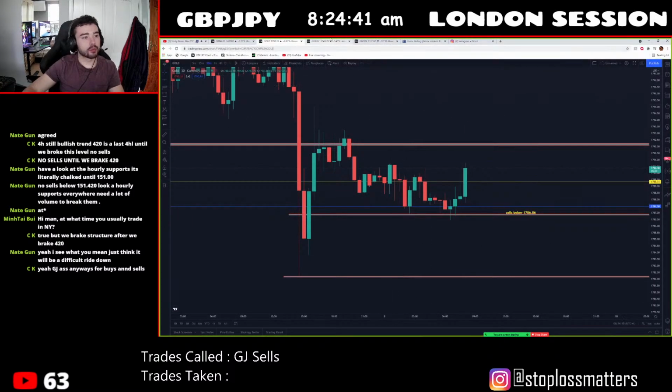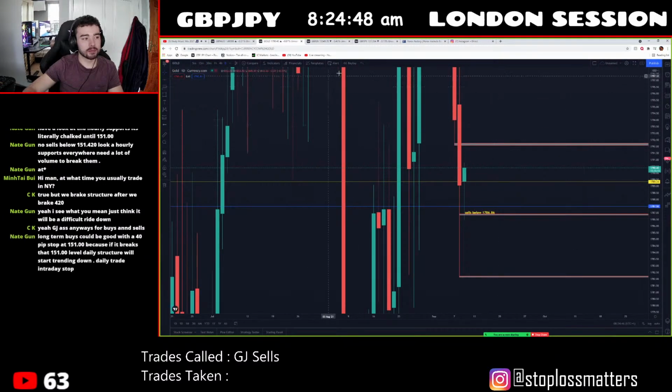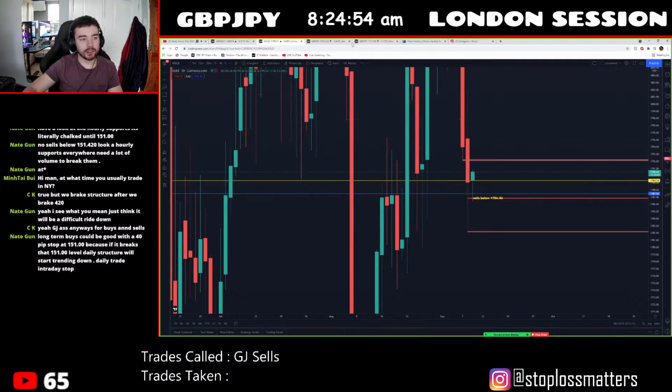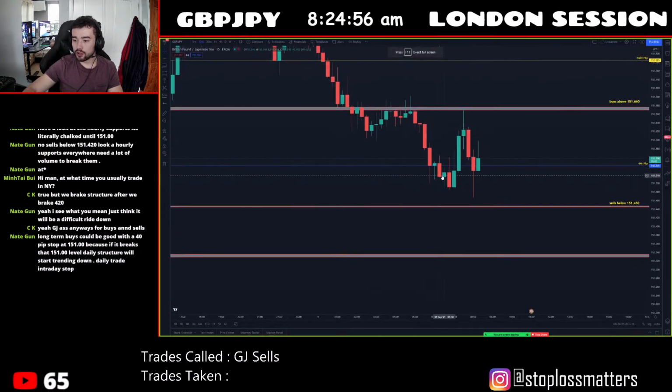Yeah, I think later on for gold, we'll still do sells again. Look at the daily again. Let's make it its top wick. If we do start falling again, tap back this zone 1782. Long-term buys could be good with a 40 pip stop at 151, because if it breaks that 151 level, daily structure will start trending down. Daily trade intraday stop, yeah, you could do that if that's the way you want to set up. That's fine.